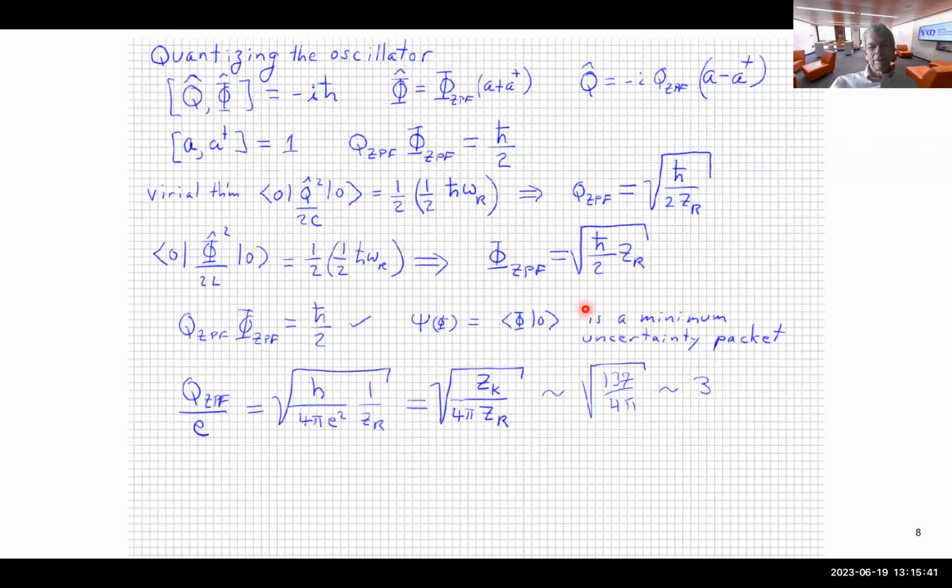So the ground state wave function psi as a function of the coordinate phi is a minimum uncertainty wave packet obeying this usual expression. If you actually calculate the typical charge uncertainty in units of single electrons, although we'll be dealing with Cooper pairs mostly, then you get roughly the von Klitzing impedance divided by 4 pi times the characteristic impedance. So you get the inverse of the fine structure constant over 4 pi, which is of order 3. It's a few.